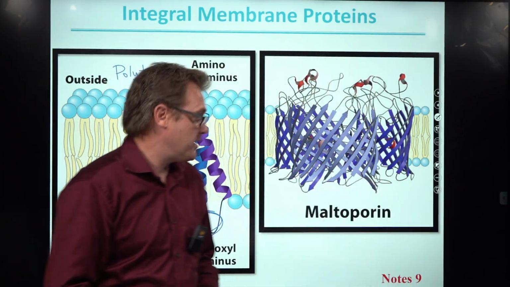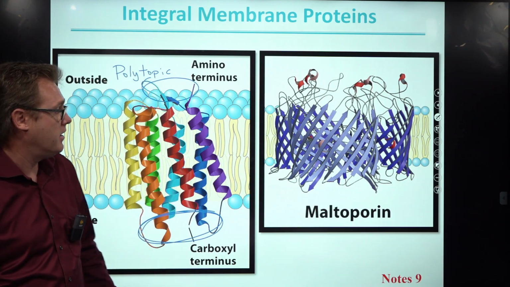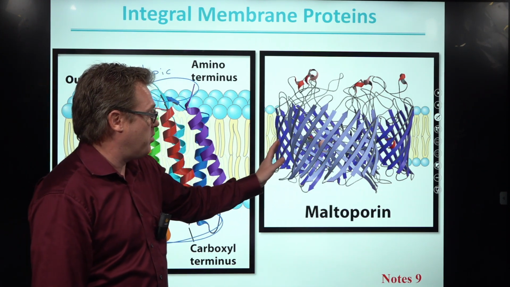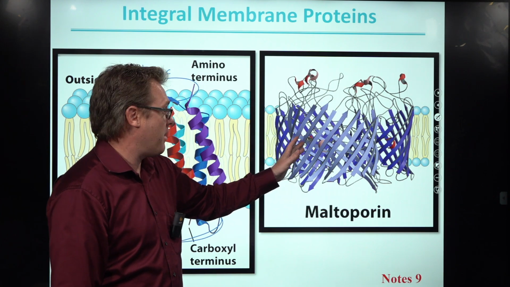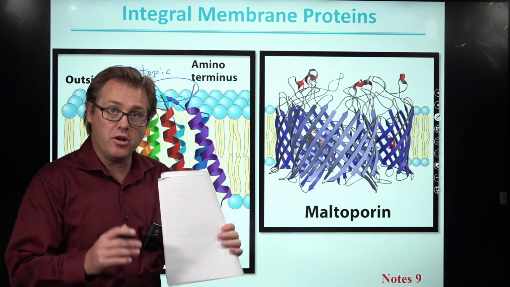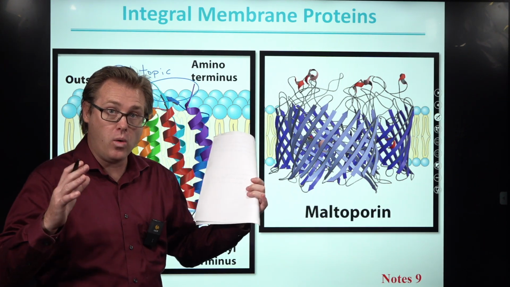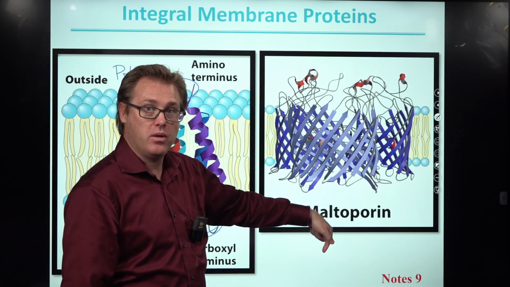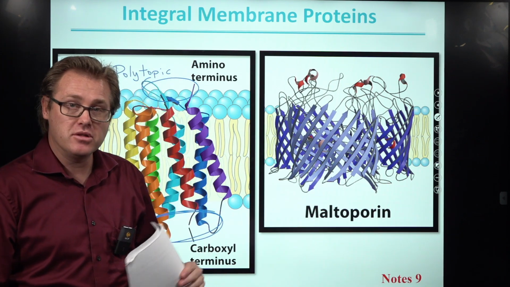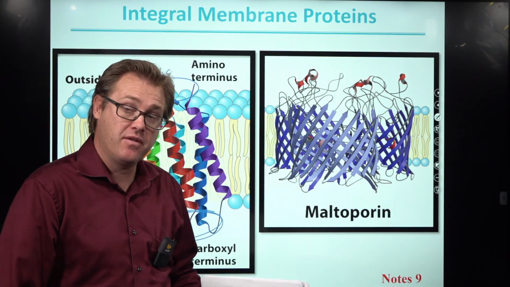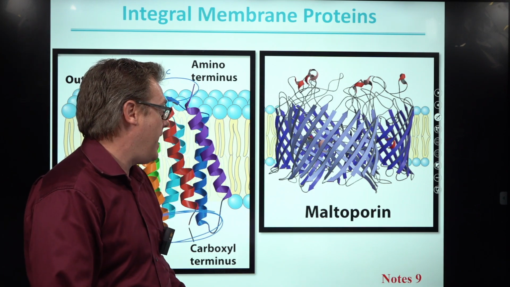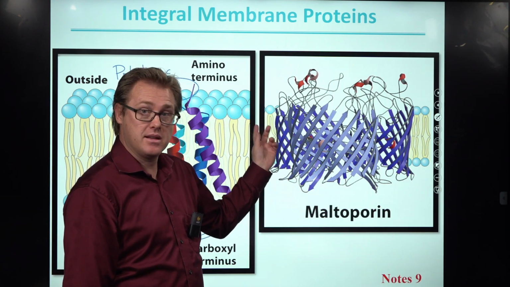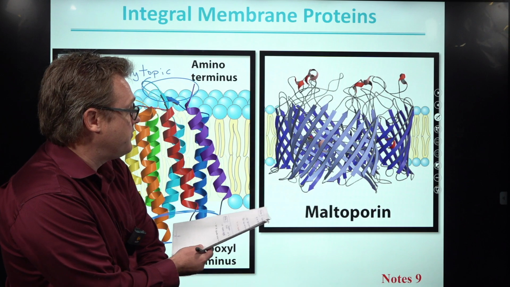Another example here is the maltoporin right here. And so you see a beta barrel. And so what is the purpose here of this beta barrel? Well, it's basically creating a hole, or technically a channel, where things can go through. And channels often are very specific for a particular substrate. And maltoporins right here are going to select for polysaccharides to allow polysaccharides to enter the cell.